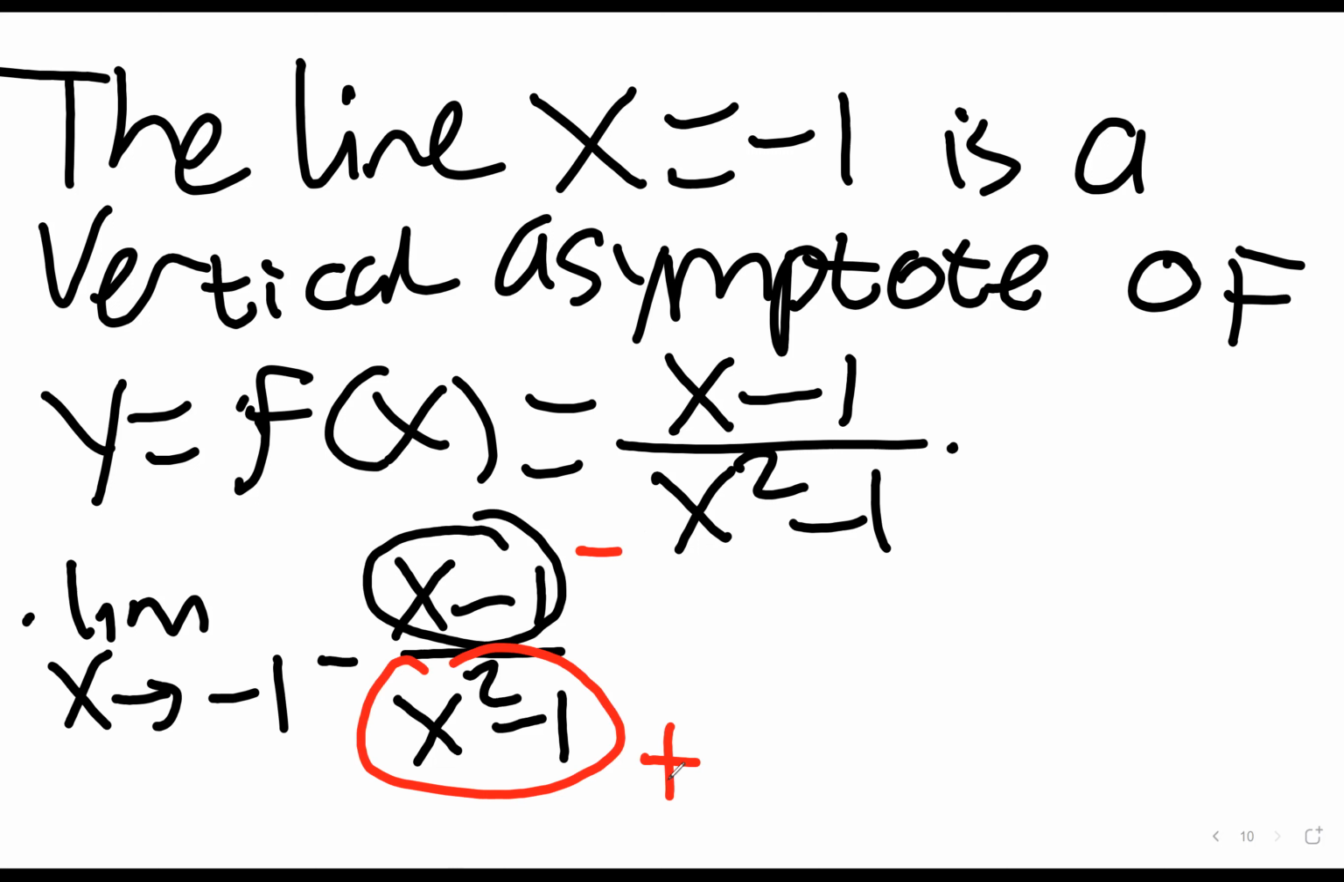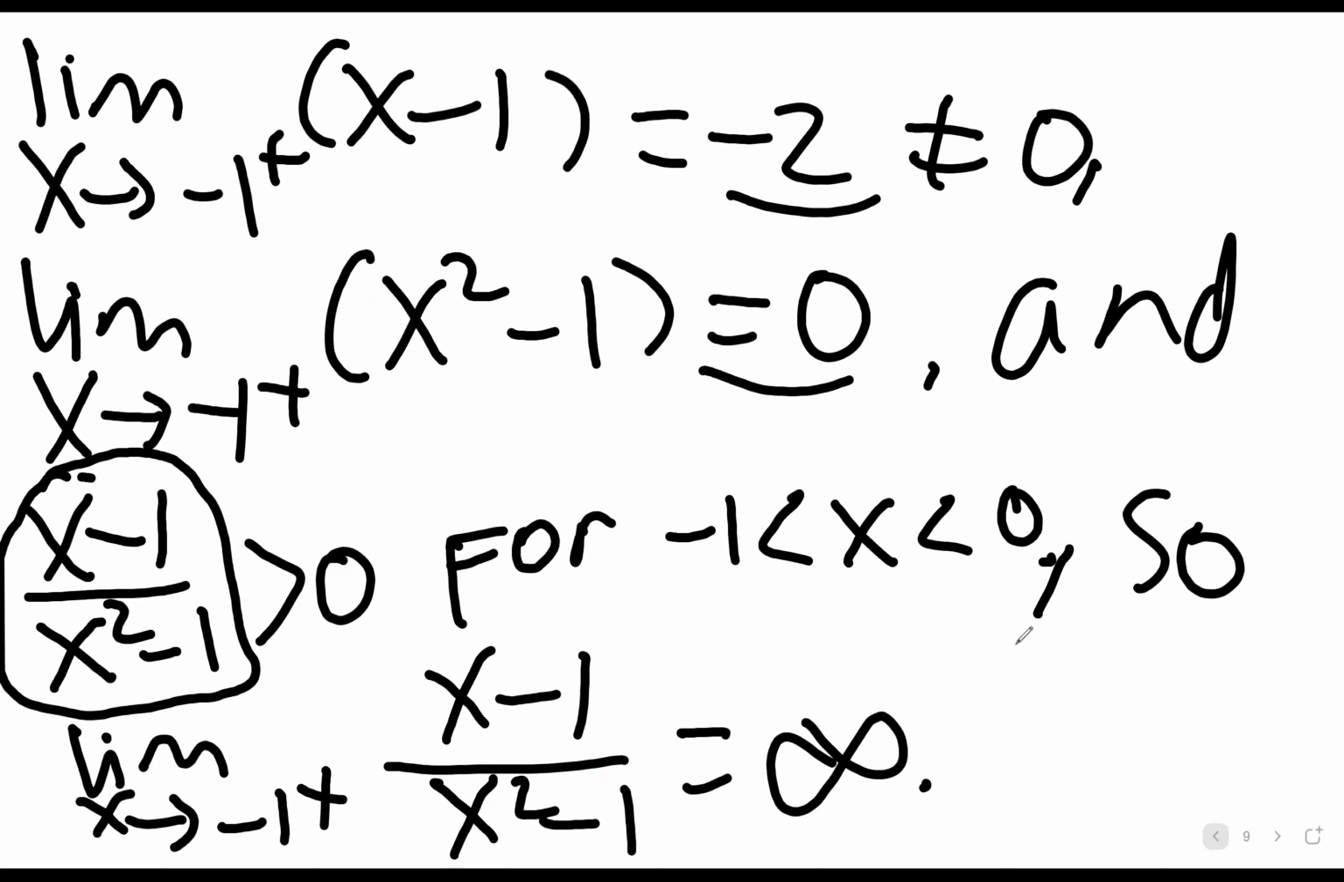So x squared minus 1 is positive. So minus divided by plus, then it's negative, right? So the conclusion will be its limit is minus infinity. But the final conclusion is the same, namely the line x equals -1 is a vertical asymptote of y equals f of x. So the calculation of the limit can be, in this case, the right-hand limit or the left-hand limit. So one of these two only.